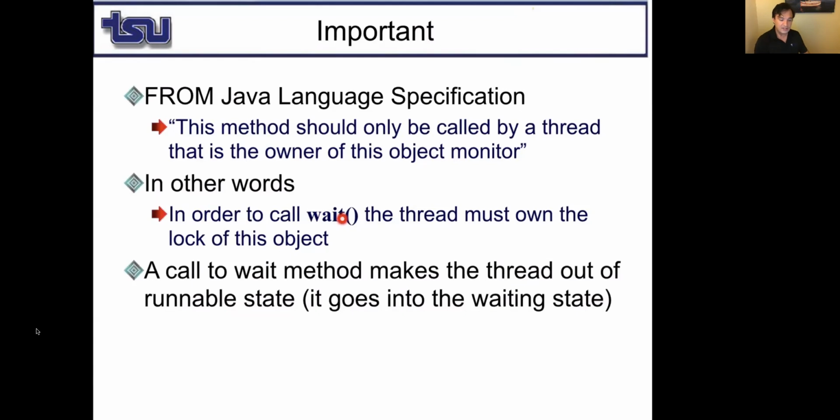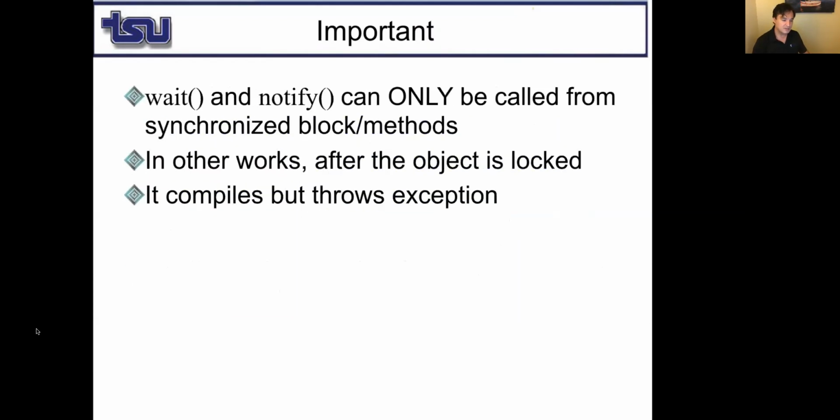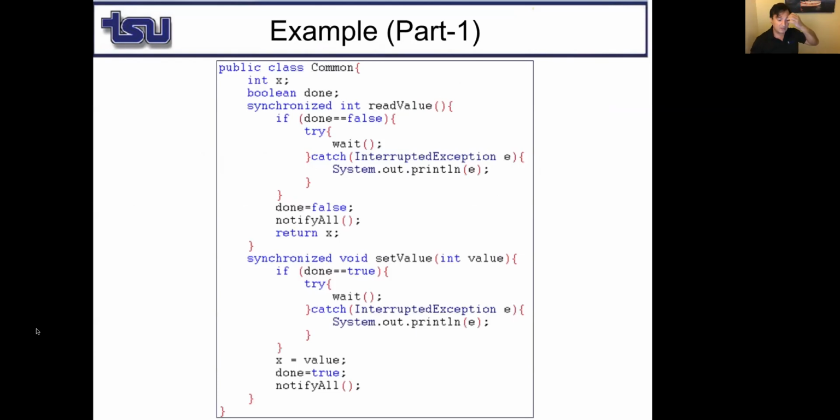In order to call wait, a thread must own the lock of this object. Okay, let's see what it means. By the way, wait and notify can only be called from synchronized blocks or methods. Okay, now stop the video and take a look at this because this is important.